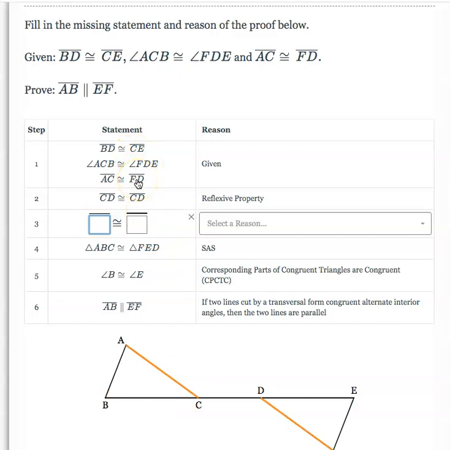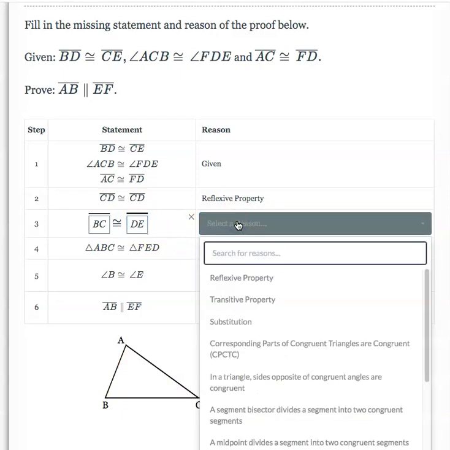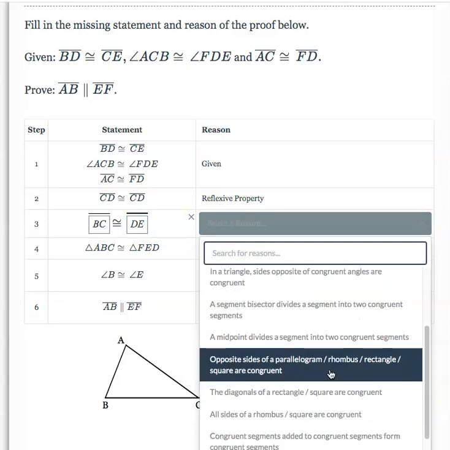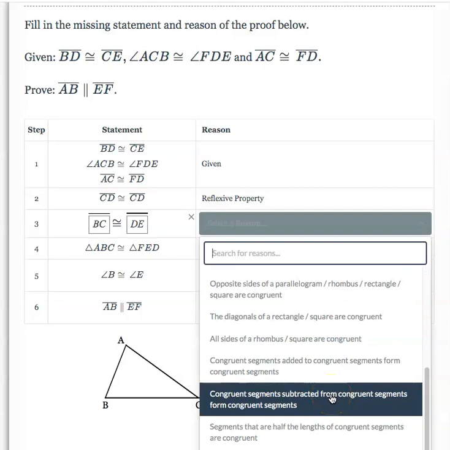This side is congruent. What I need is this side here, BC, so I'm going to type in BC, hopefully correctly, and I need in the other triangle, we have the two angles here, and we have the side. I need this side here, DE, to be congruent. And the reason is we recognize that in this one, we had congruent segments subtracted from congruent segments that will result in congruent segments.